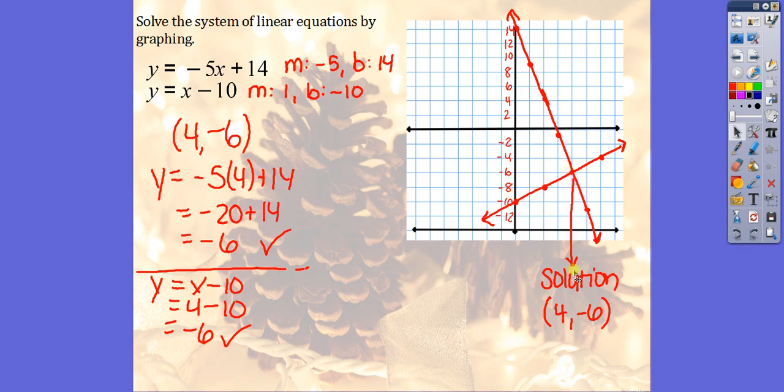And then the solution then is the point where they intersect at 4 and -6. And I can test this by putting in 4 for each of these equations, and I should get an answer of -6. Which I did. So I know I've graphed them right and I've picked the right solution point.